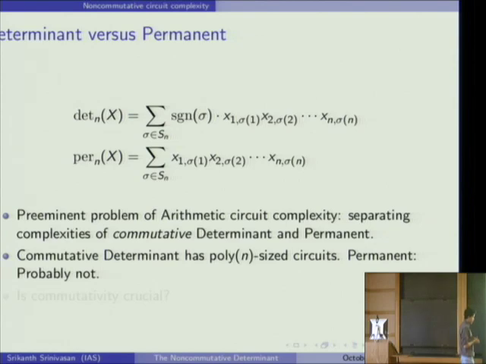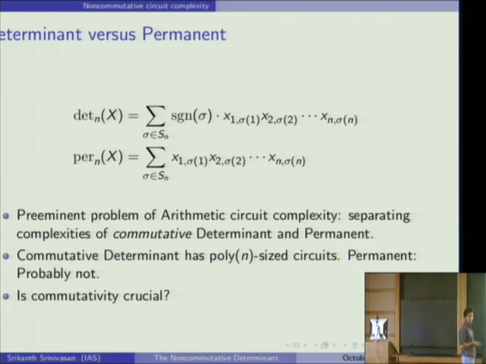And a natural question to ask is: does this dichotomy hold without the assumption of commutativity? Is commutativity crucial in making this go through? The determinant is complete, right? So if there is something in the arithmetic version of NP that has a super polynomial lower bound, then the permanent does. That's true in the commutative case, and it is true in the non-commutative case.